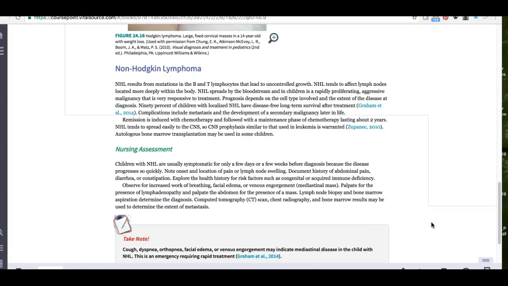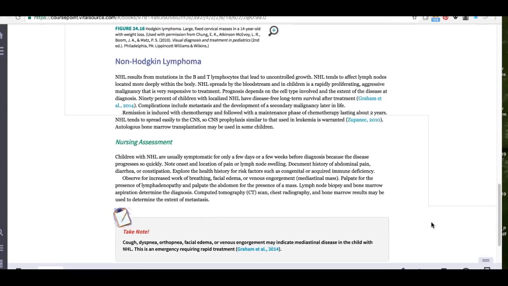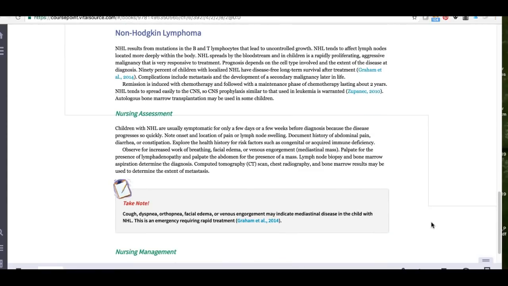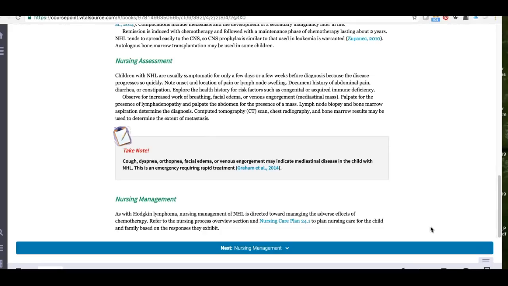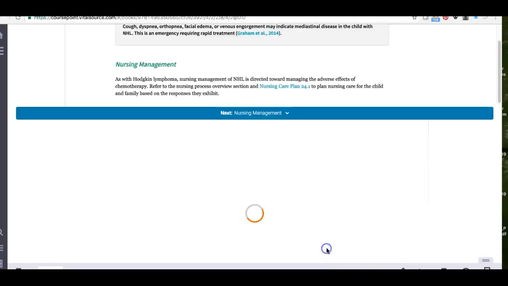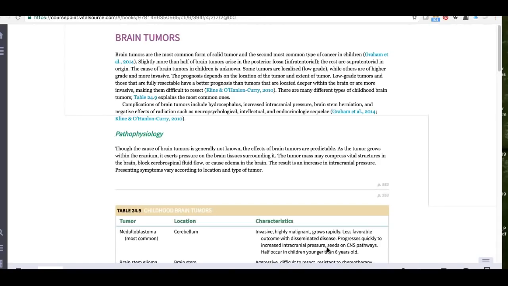Okay. This talks about non-Hodgkin's lymphoma. Now this chapter doesn't have a good comparison between Hodgkin's and non-Hodgkin's. I'm going to see if I can find one of those externally and put that up for you. I think those are always helpful to me. Brain tumors are the most common solid tumor that you're going to see in kids.